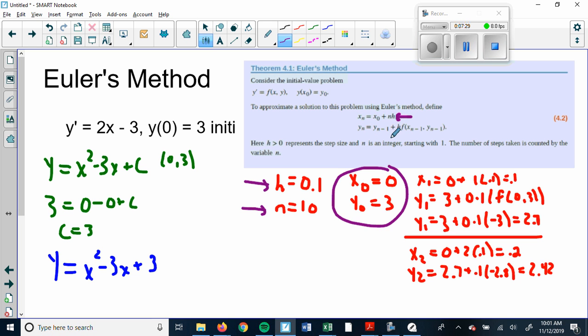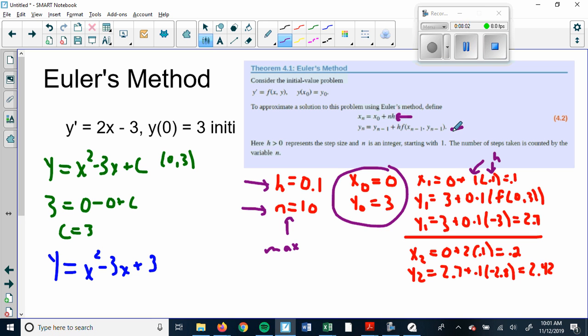x sub 1 equals 0. Now, n is going to change. This is my max n value that I report here. But notice my n is 1 here, so it matches right here. So I always use x0. x0 is 0 plus 1 times my h value right here. So that's 0.1.